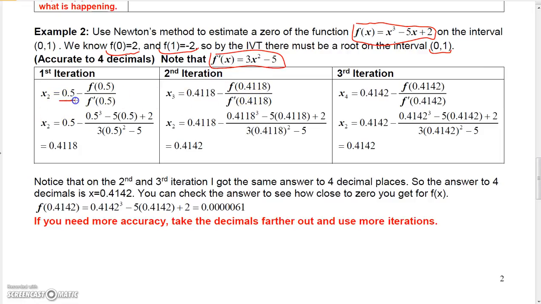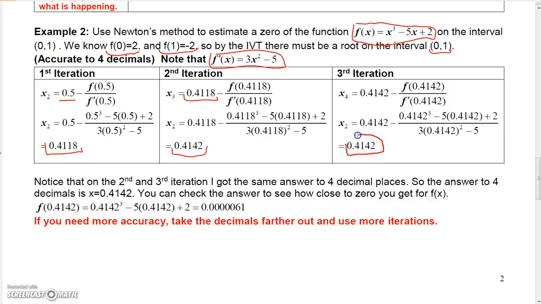So I start with 0.5, and then I take 0.5 minus the function evaluated at 0.5 divided by the derivative evaluated at 0.5, and you can see my calculations here, and I got 0.418. Well, now I do the same thing with 0.418. I take 0.418 minus the function evaluated at 0.418 divided by the derivative evaluated at 0.418, and I got 0.4142. And then I do it again at 0.4142 and take 0.4142 minus the function evaluated at that number over the derivative evaluated at that number, and I got 0.4142.